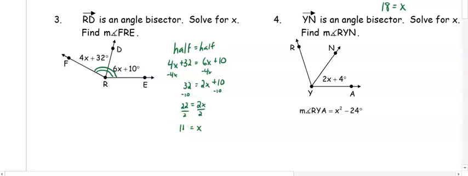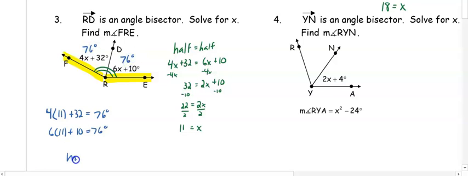Now we are looking to find the measure of angle FRE, so that is those two angles put together. So I'm going to put 11 into both angles. So I can have 4 times 11 plus 32, which is going to get me 76 degrees, and 6 times 11 plus 10, which is also 76 degrees. So I can add those together. So the angle of FRE is equal to 76 plus 76, 132 degrees.